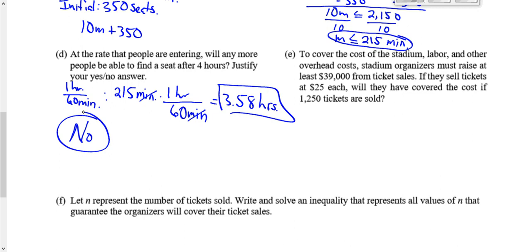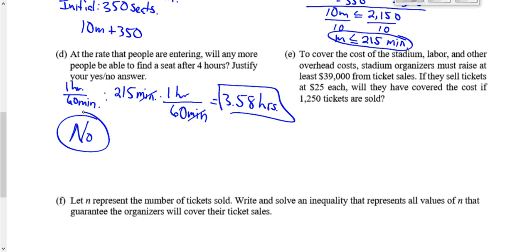But anyway, E. To cover the cost of the stadium, are they going to charge money for the tickets? Yeah. Labor, overhead, whatever. They have to raise how much money from ticket sales? They need at least $39,000 from ticket sales. How much does each ticket cost? $25. Okay, all right, so let's do it the unit conversion way.